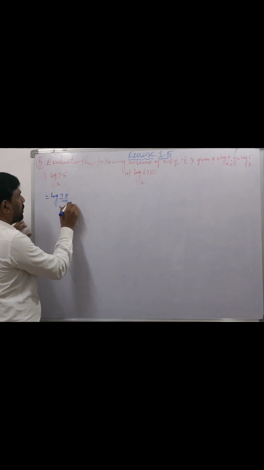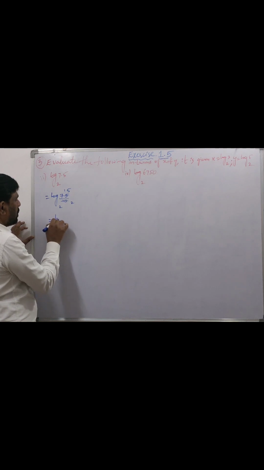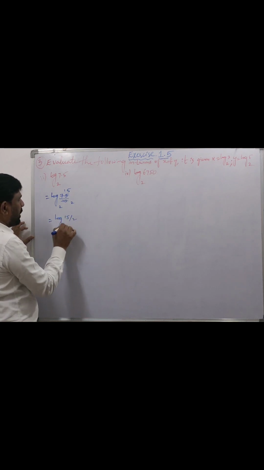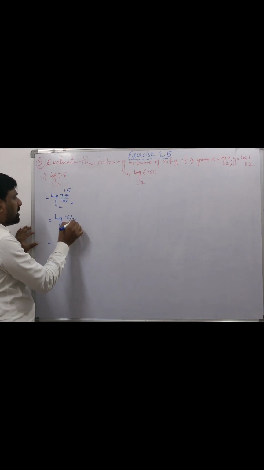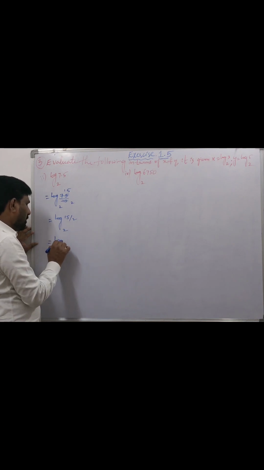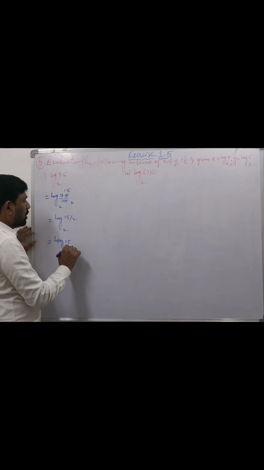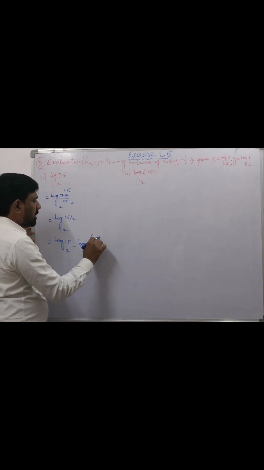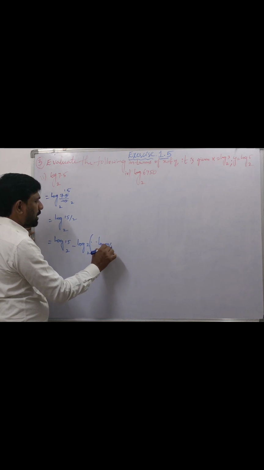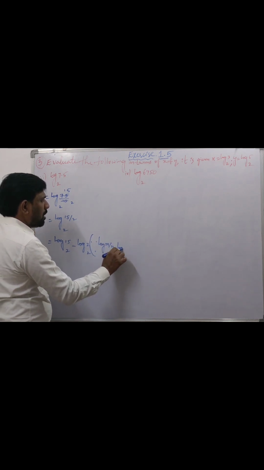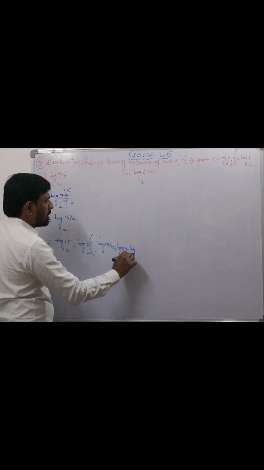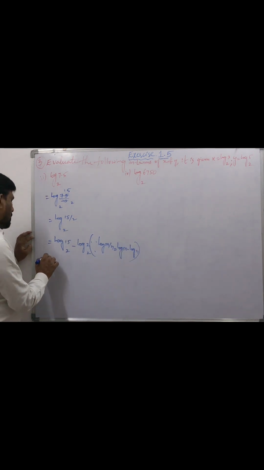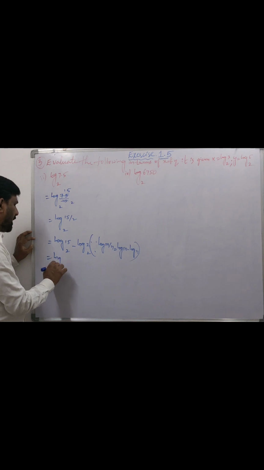Now if you simplify it, 5 2s are 10, 5 3s are 15, so 15 by 2. So logarithm of 15 by 2 to the base 2. Now this is in the form of logarithm of m by n, log 15 to the base 2 minus log 2 to the base 2, since logarithm of m by n is equal to log m minus log n. Done? Now again this 15 can be written as 3 into 5.